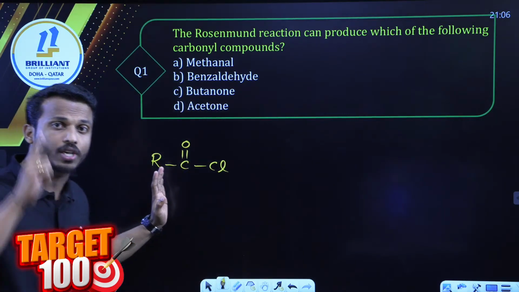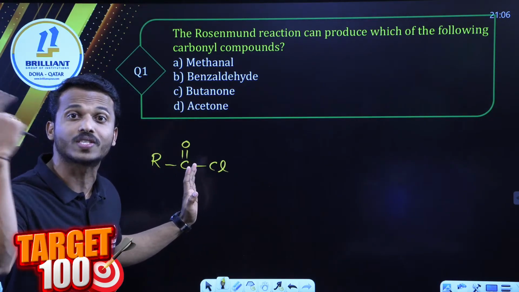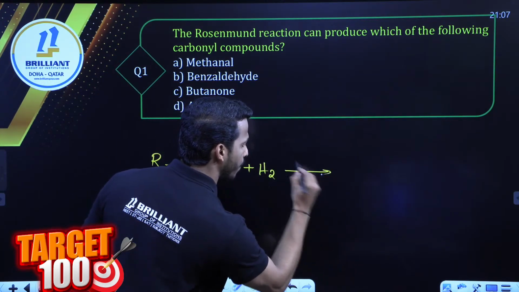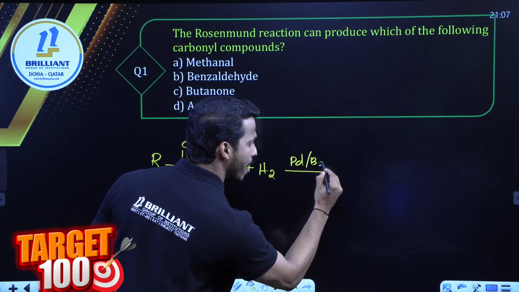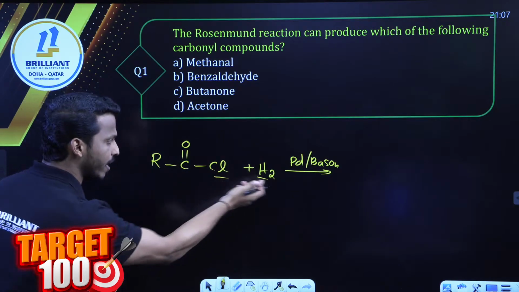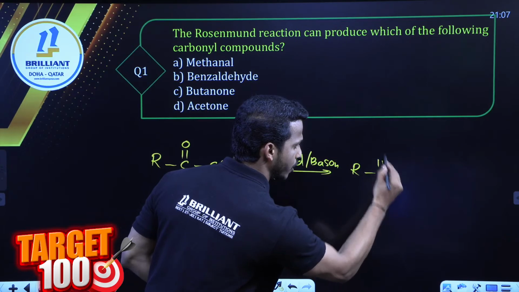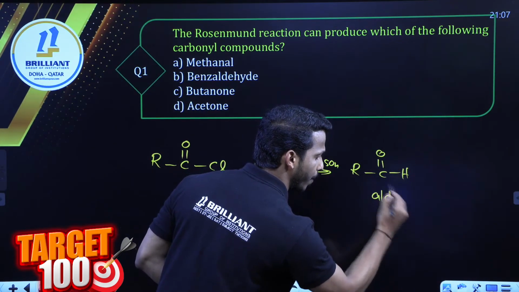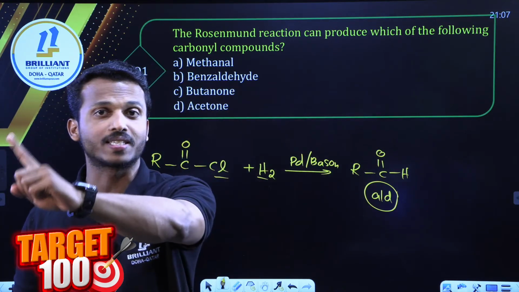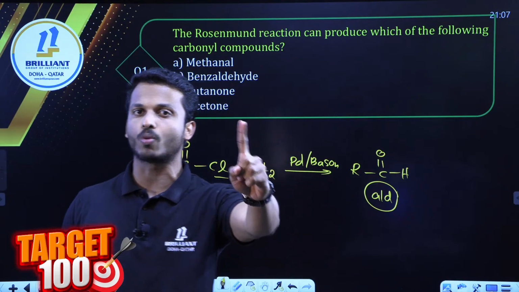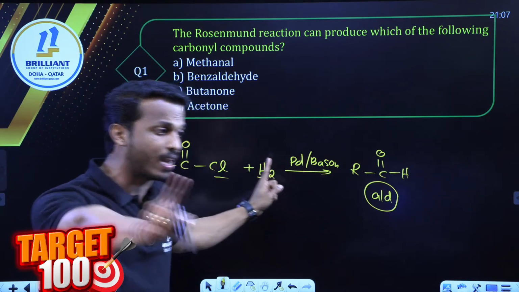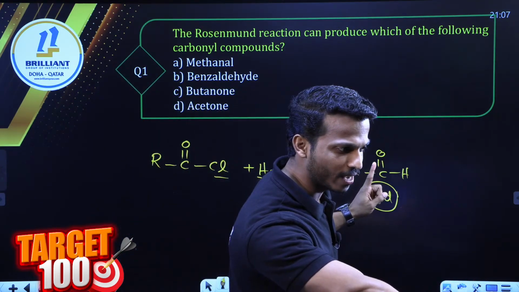So Rosenmund reduction means, dear all, try to recall the reaction. When an acid chloride reacts with hydrogen in the presence of the catalyst palladium and barium sulfate, HCl is eliminated and you will get RCHO. It's a preparation of aldehyde. So Rosenmund reduction is a preparation of aldehyde from an acid chloride or acyl chloride by treating with what? Hydrogen in the presence of palladium and barium sulfate. You know the answer very well. I hope you are getting it, yes, already you are giving the answers.